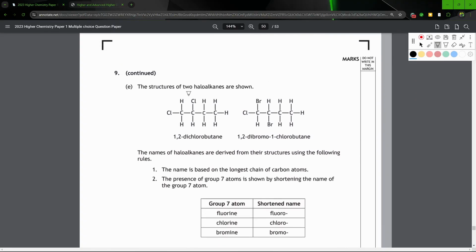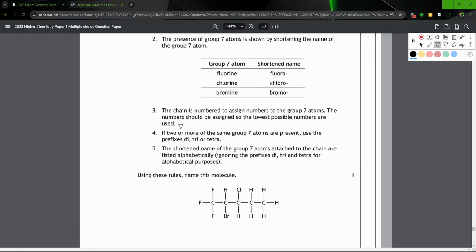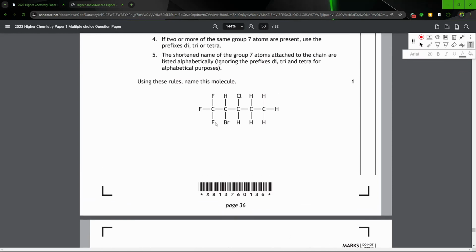So for 1,2-dichlorobutane, we wouldn't start counting from here, because then we'd have 3 and 4. We want 1 and 2, so we want to start counting from the way that makes more sense. If 2 or more of the same group 7 atoms are present, use the prefixes di, tri, or tetra. The shortened names of group 7 atoms attached to the chain are listed alphabetically, ignoring the prefixes di, tri, or tetra for alphabetical purposes. Oh, they really do mess around.